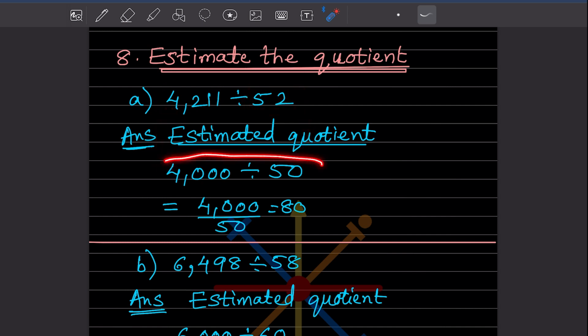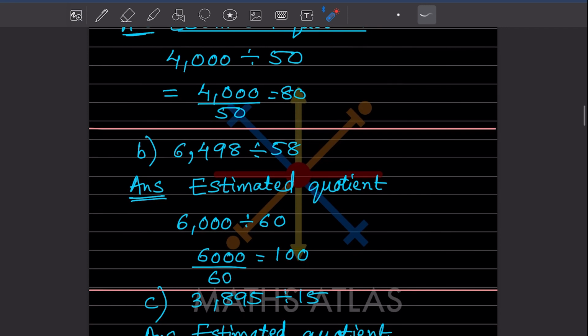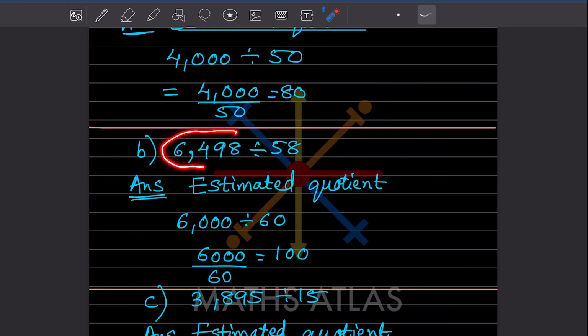So this was in the horizontal way division. I had just done it in the vertical for better understanding. So this and this goes off. 5 ones are 5, 8s are 40, and the other 0. So the answer is 80. Now after this one, the second, after estimating this, you get 6,000, 58 becomes 60.